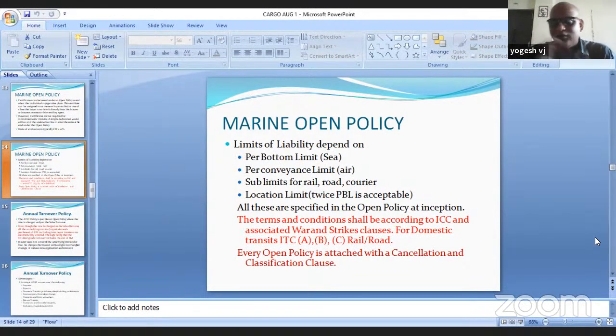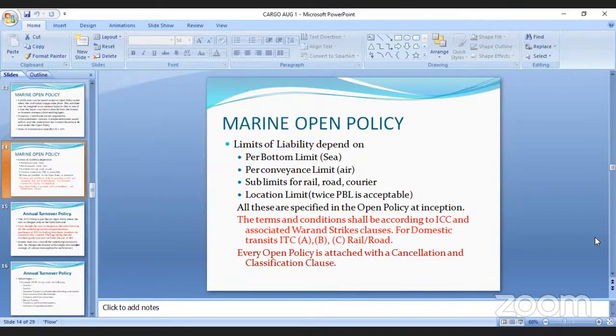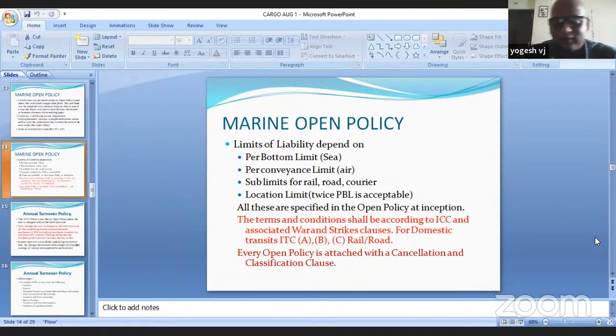Can anyone of you tell me what a location limit is? Or are you aware of this location limit? It's a very interesting thing to understand. In a warehouse, highest amount of goods stored. That is for fire. What you're saying is for fire. But I'm talking about per location limit in a marine open policy. I'll tell you.